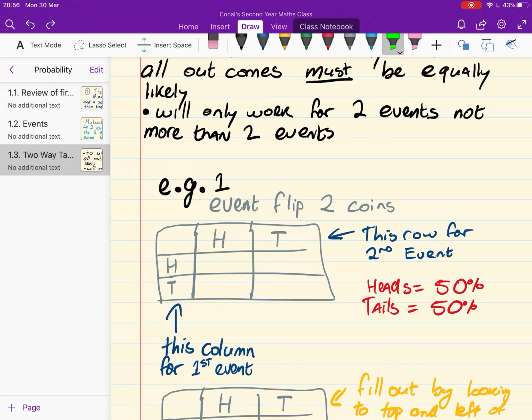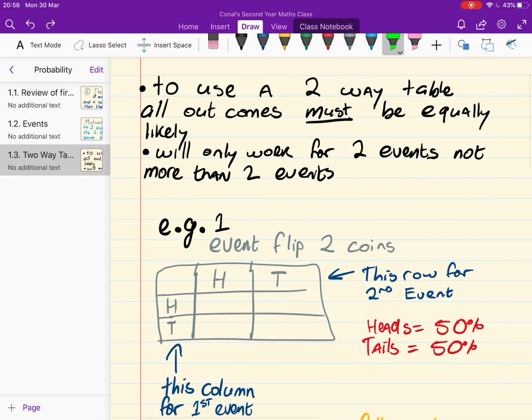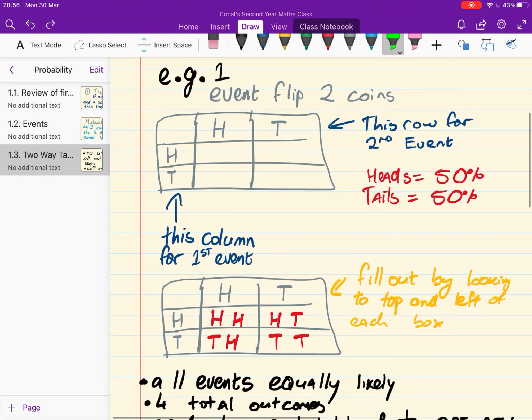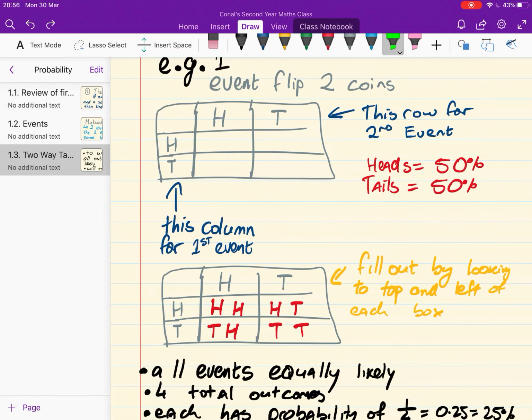Our probability of getting a heads is 50%, and our probability of getting a tails is 50%, because we only have one opportunity to get heads out of two, and one opportunity to get tails out of two. So this meets our first condition, where all outcomes must be equally likely, and it meets our second condition because there's only two events happening, two coins being flipped.